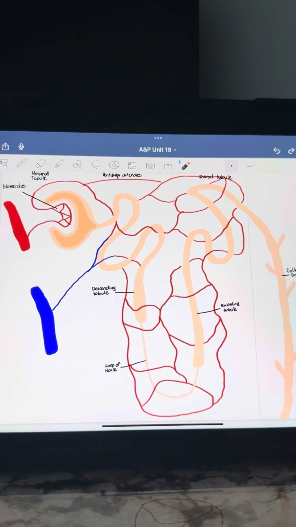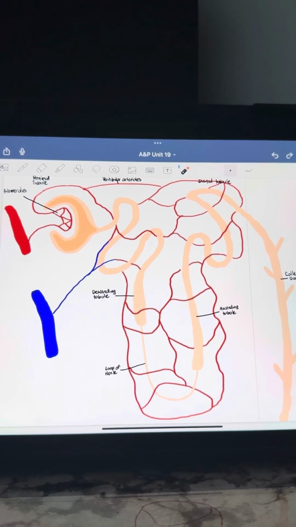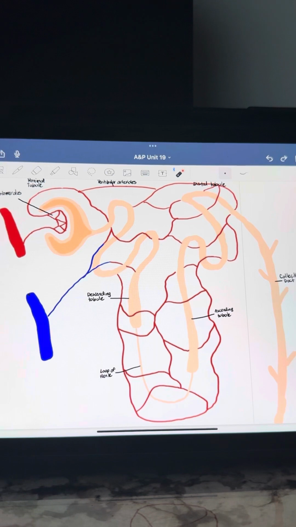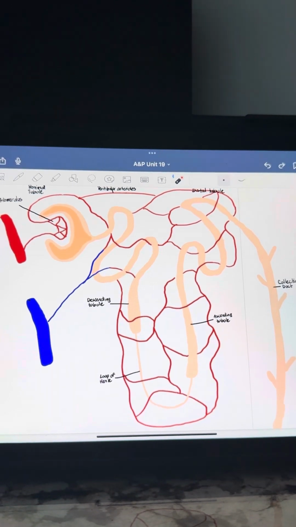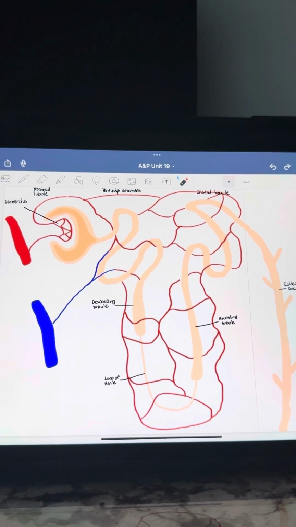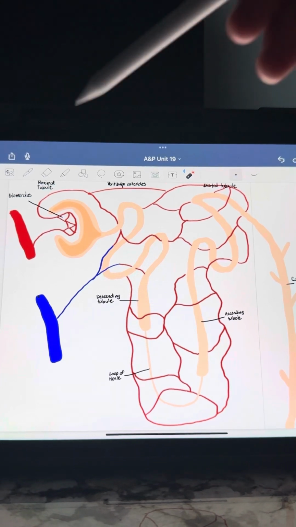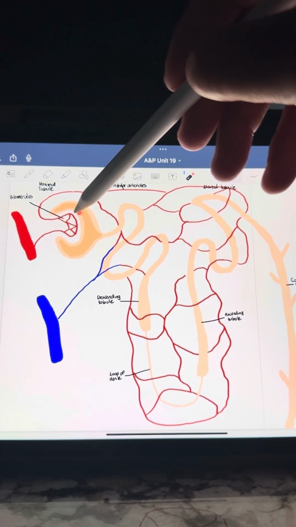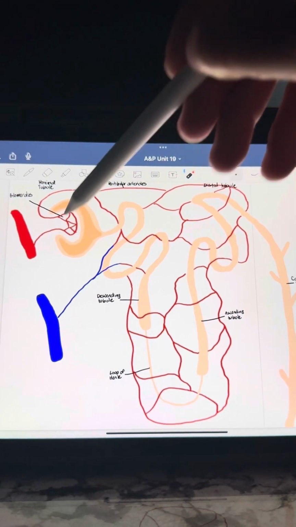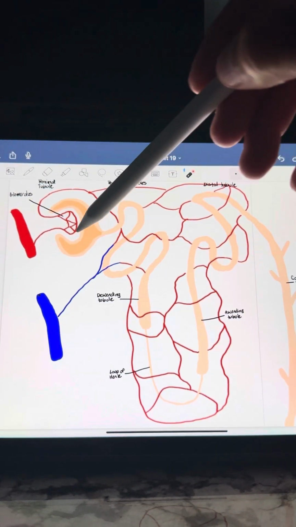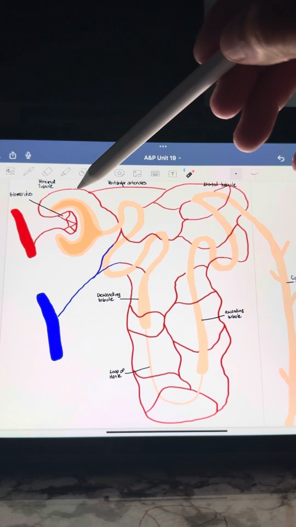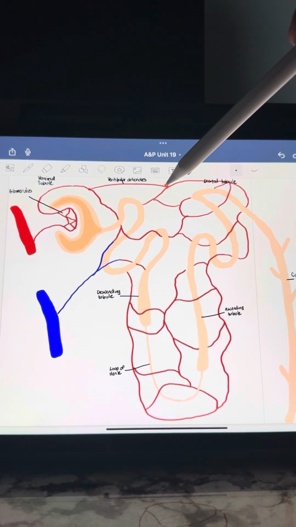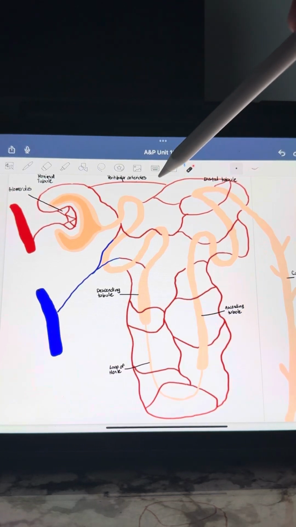Today I'm going to be explaining the countercurrent multiplier and countercurrent exchange of the nephron loop. As you can see here in my drawing, we have the glomerulus here. The glomerular capsule surrounds the glomerulus. These are the peritubular arterioles, I would say.